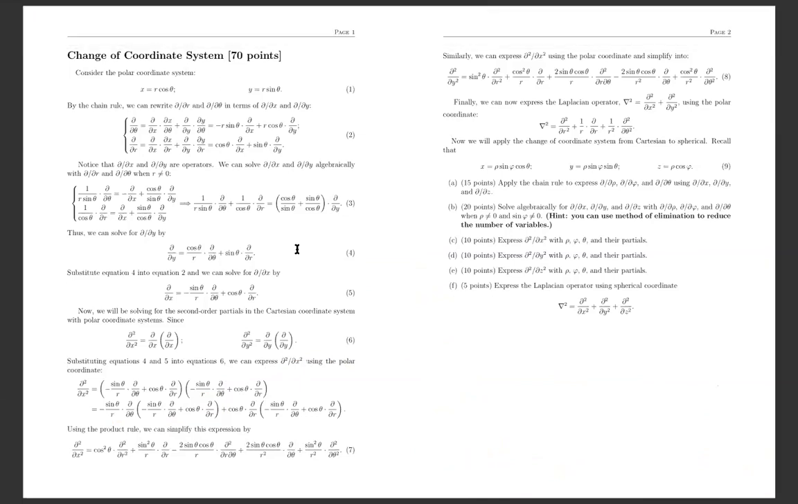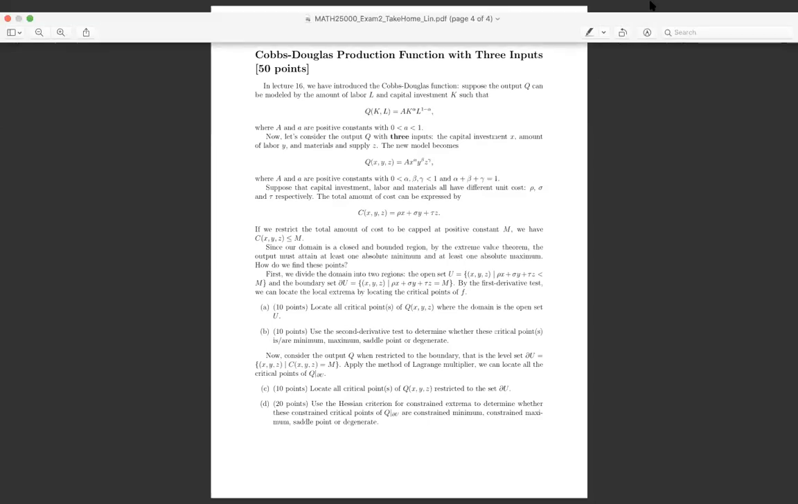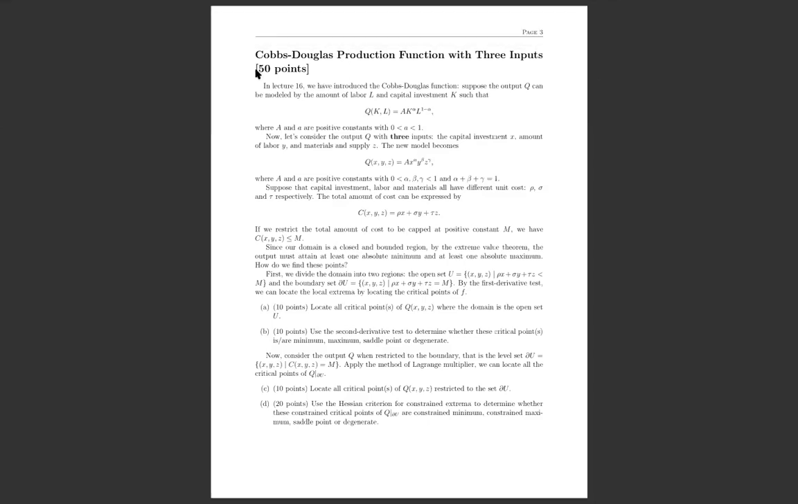How about the second one, the Cobb-Douglas production function? If you still have more questions, email me. Feel free to email me. Okay.